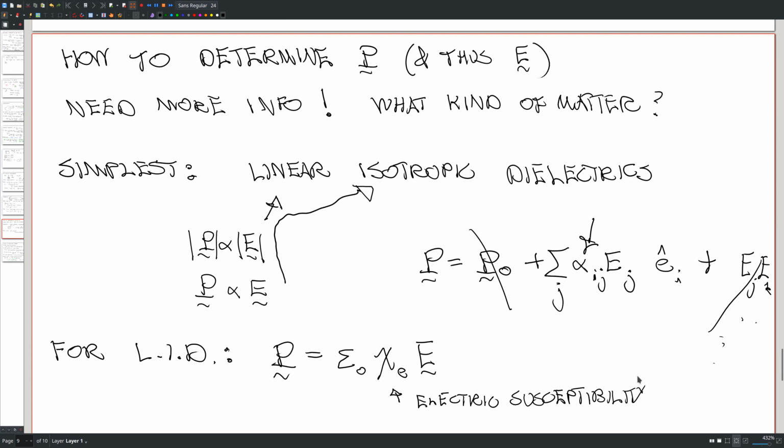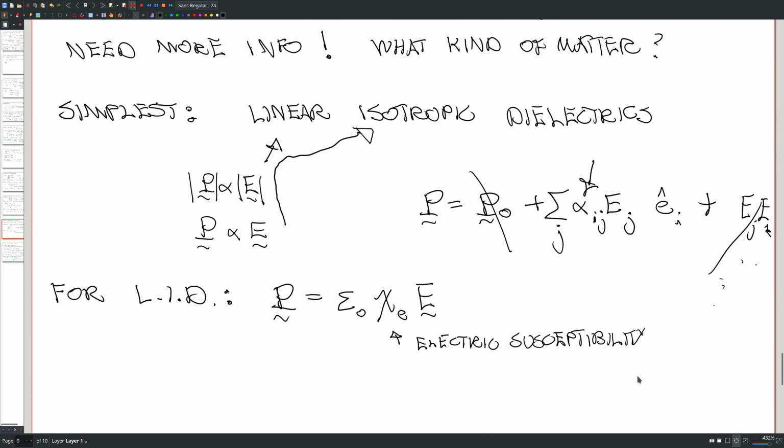So this susceptibility is like a laboratory accessible number. You would take your rubber and measure the susceptibility for it. You could, if you were really smart, maybe even calculate it from first principles. Some very complicated calculations in condensed matter physics are about computing the electric susceptibility.